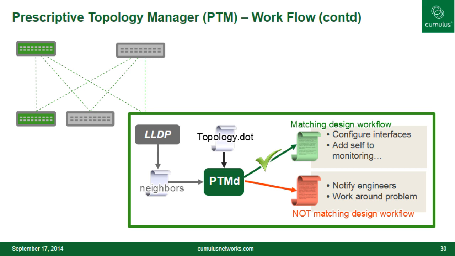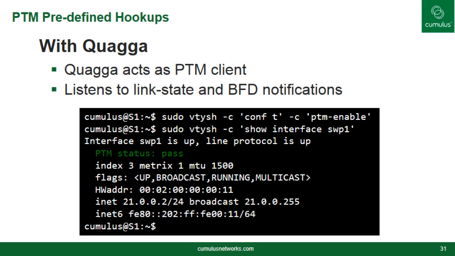So this is something that you can add to your networking configuration. PTM comes with certain predefined hookups. It comes with Quagga, so Quagga can act as a PTM client, and you can see in this picture a mechanism whereby Quagga configuration shows in the green that PTM is passed. This is something that we have added to Quagga and extended, but you don't have to do it this way.